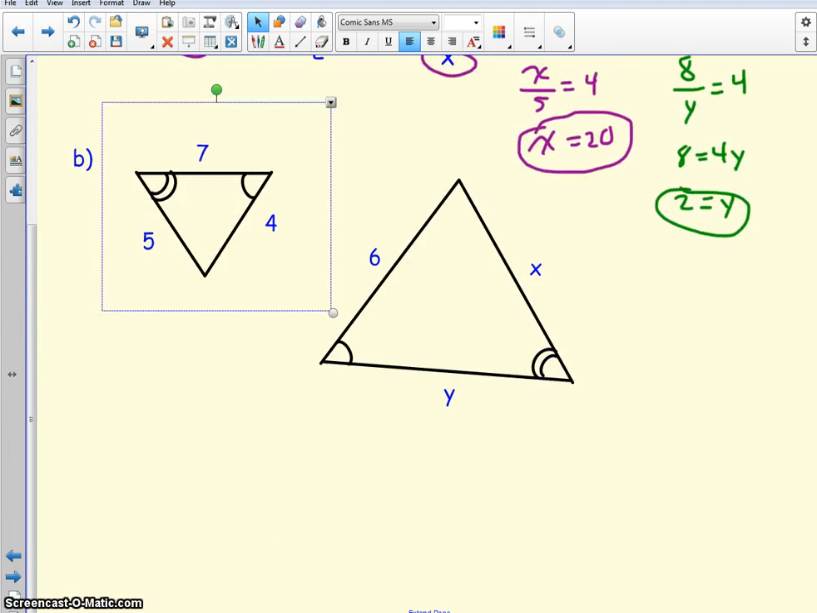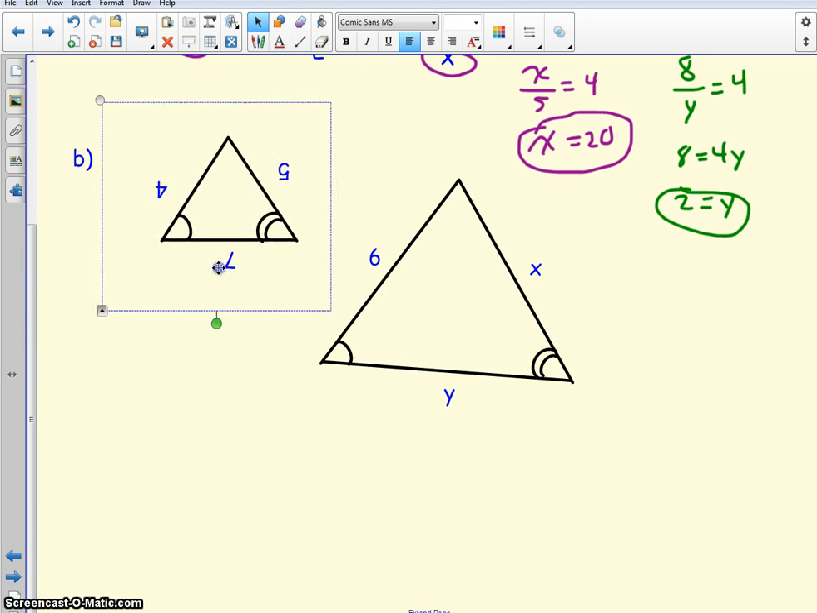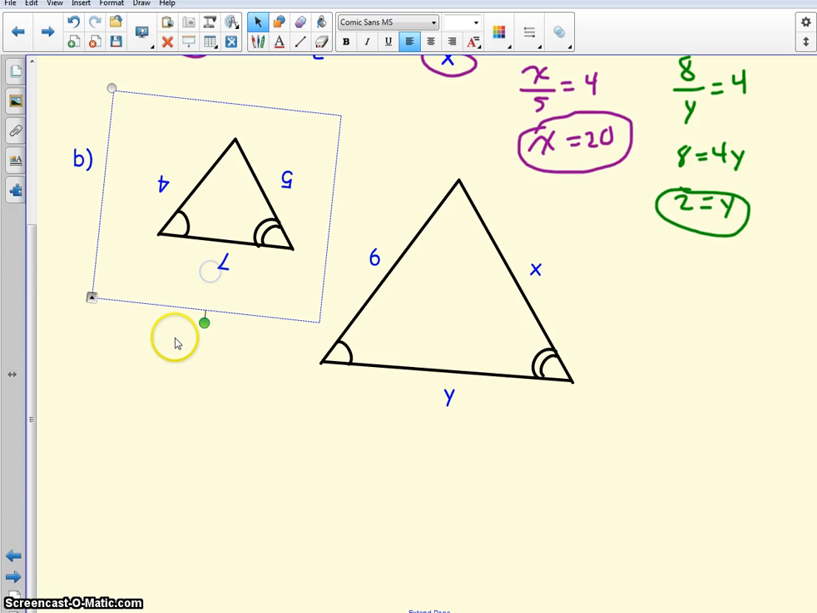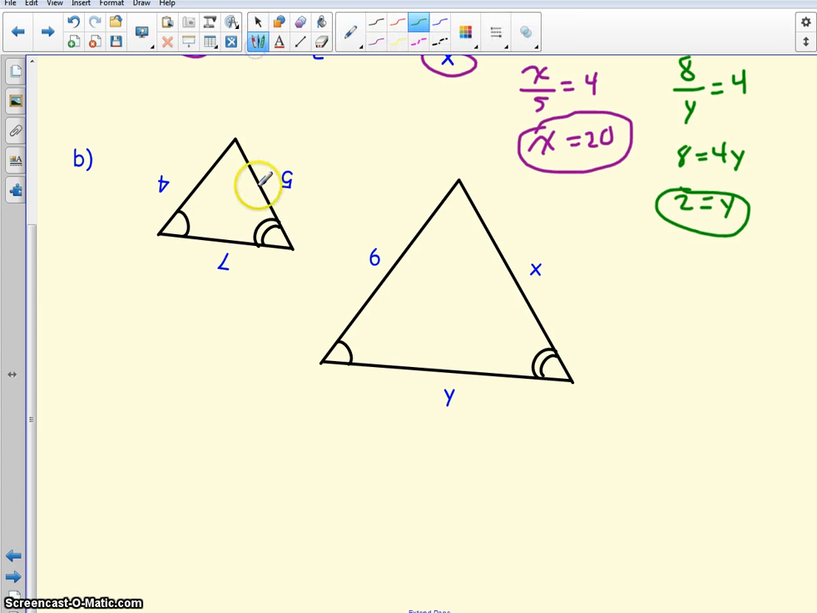What you might find easier is to just rotate this triangle so it has the same orientation as the other one. Now my numbers have gone upside down here, but that's not too hard to fix. 5, 4, and 7. Okay, but again, now they're oriented the same way. It's a little bit easier to see what our corresponding sides are. So again, for my scale factor, look for that pair of corresponding sides that we know. I've got 6 and 4 over here. So my scale factor is going to be 6 over 4, which reduces to 3 over 2.